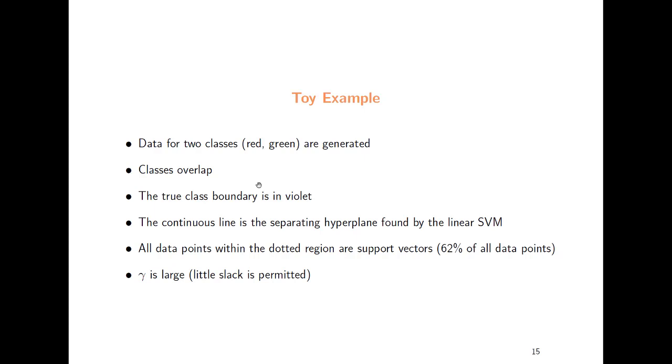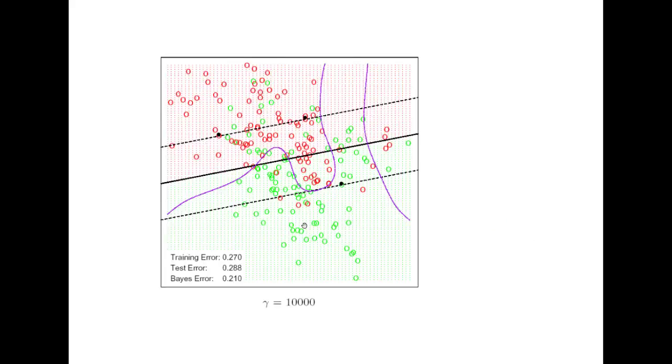And all data points within the dotted regions are support vectors. So that's 62% of all data points. And gamma is large, so a little slack is permitted. So we have overlapping classes, but still we try to avoid slack. I mean, we don't give much slack.